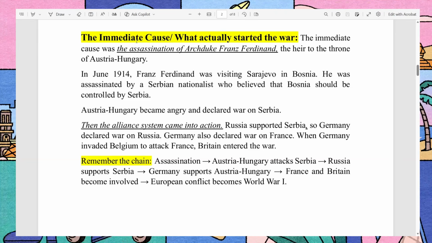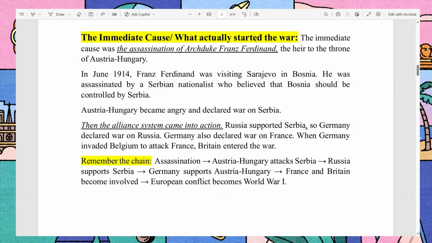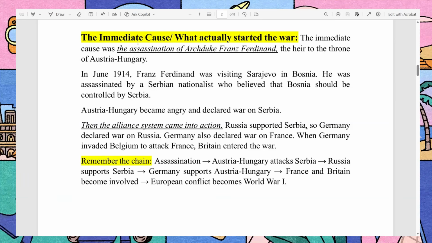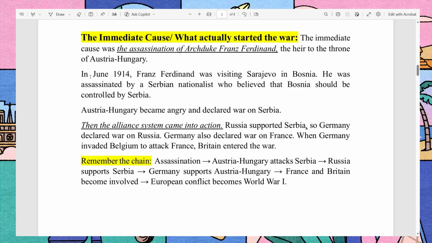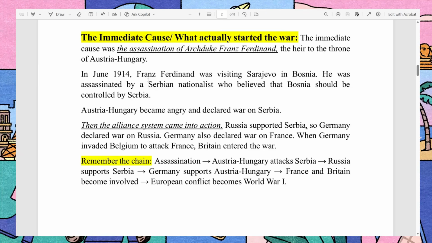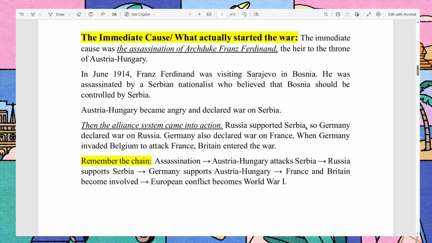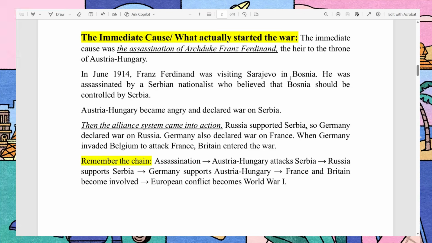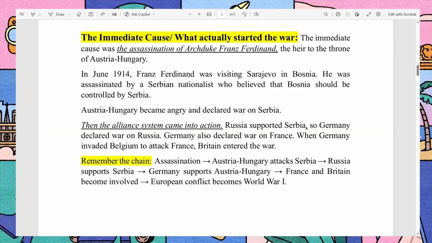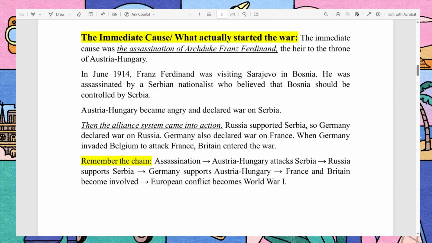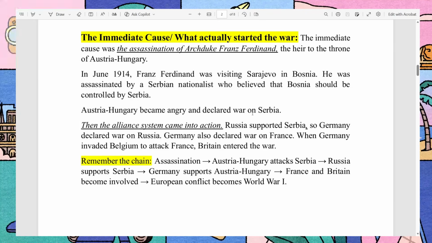Let us now talk about the immediate cause. What actually started the war? The immediate cause was the assassination of Archduke Franz Ferdinand, the heir to the throne of Austria-Hungary. In June 1914, Franz Ferdinand was visiting Sarajevo in Bosnia. He was assassinated by a Serbian nationalist who believed that Bosnia should be controlled by Serbia. Austria-Hungary became angry and declared war on Serbia.